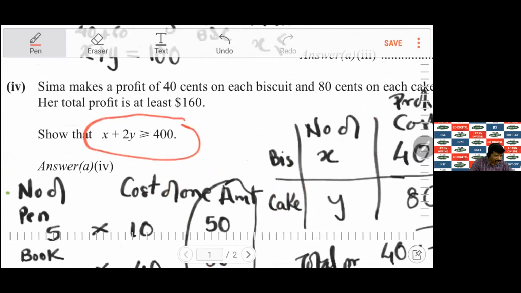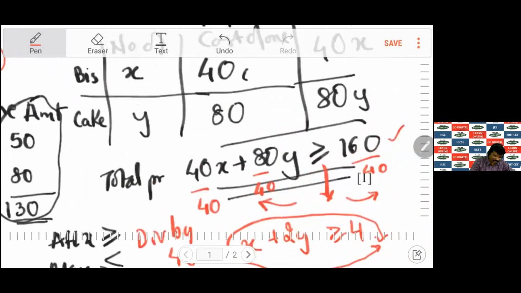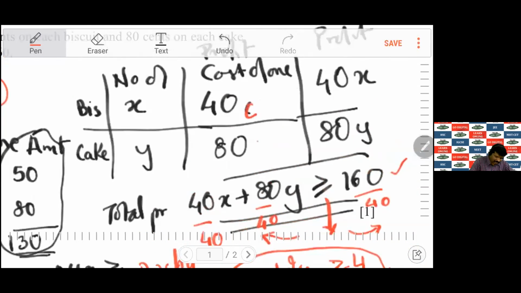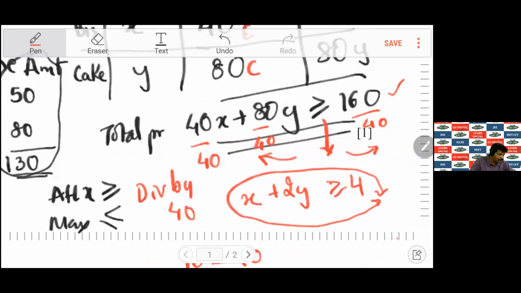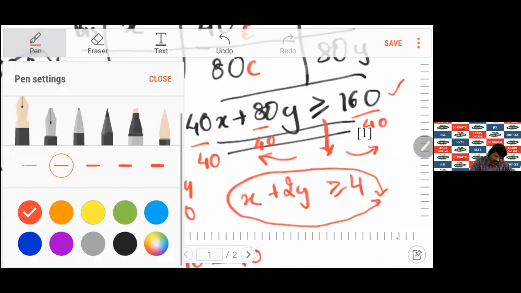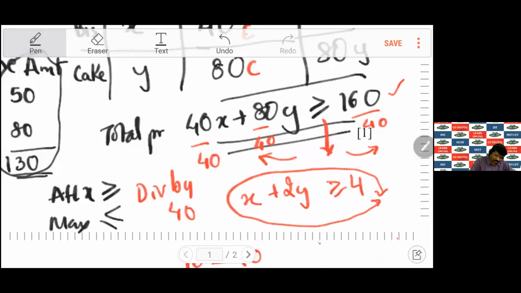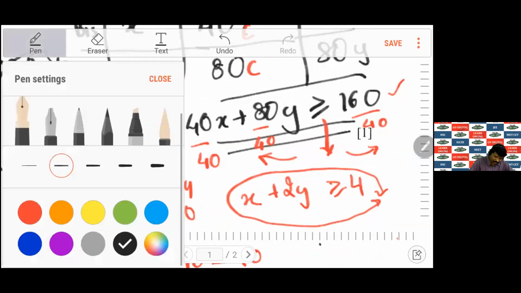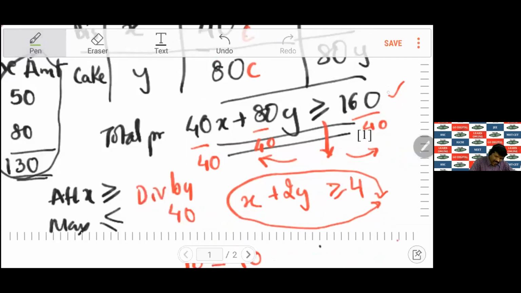Is it coming 400? No. Then why is it not coming 400? Because it is in dollars. Great, very nice. Because this was cents, this was cents, and 160 is not in cents. It is in dollars. So how many zeros should I put there? 2 zeros. So I have to add 2 zeros extra because 160 is in dollars.